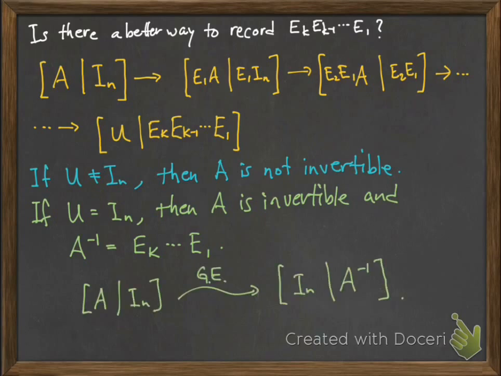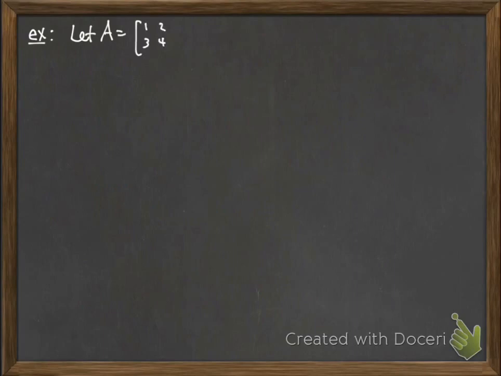In other words, if I want to compute the inverse of a matrix A, I construct this augmented matrix A with the identity matrix tacked on. I do Gaussian elimination, and I will get the identity matrix on one side and A inverse on the other. Let's take a look at this in an example. So suppose A is this 2 by 2 matrix, 1, 2, 3, 4. And let's compute A inverse if it exists.